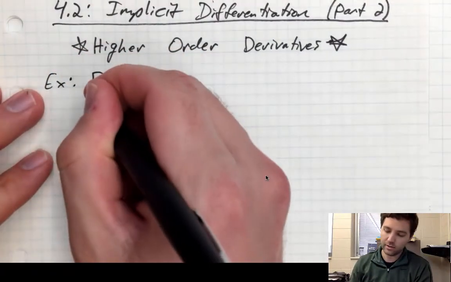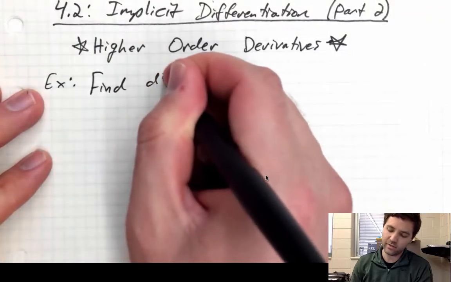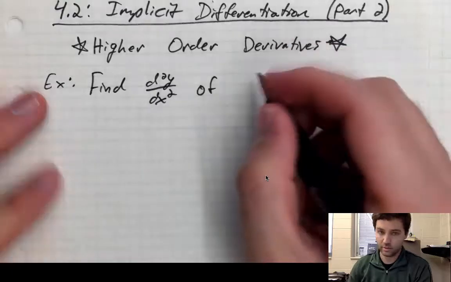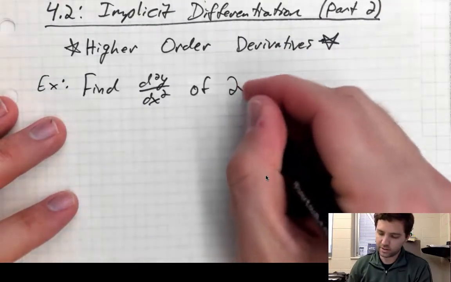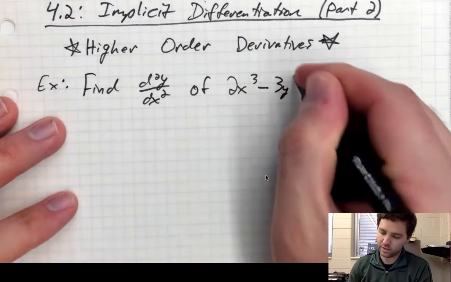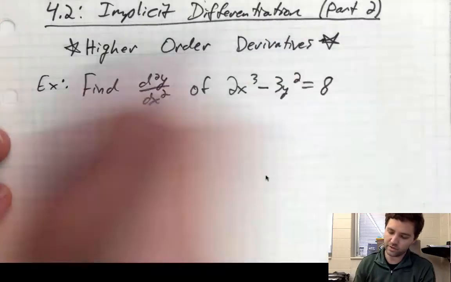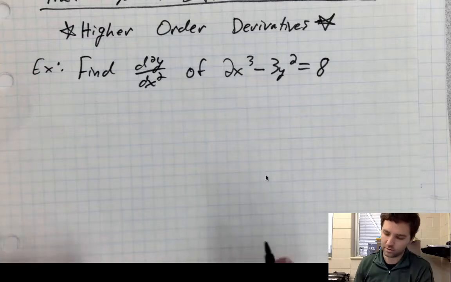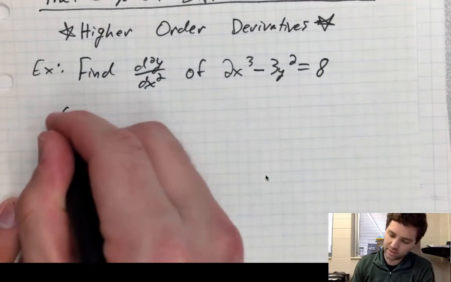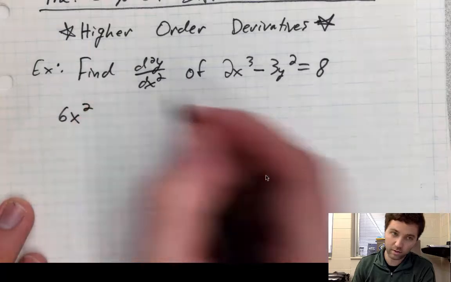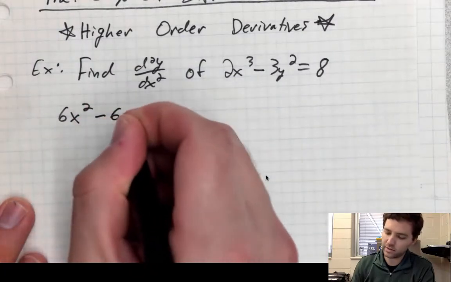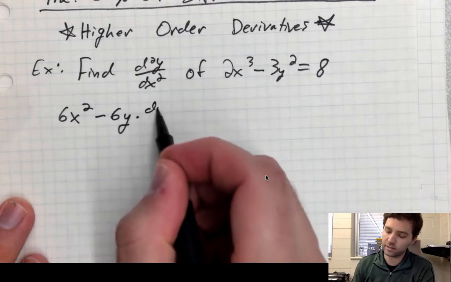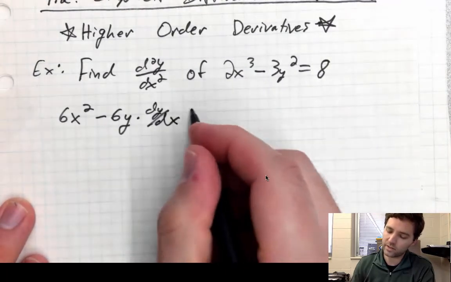The instructions here are going to be to find the second derivative of y with respect to x of the following equation. 2x cubed minus 3y squared equals 8. Okay, so let's start with the first derivative. Can't get the second derivative without taking the first derivative. So first derivative will be 6x to the second power minus 6y to the 1 power times the derivative of y, which is dy dx. That's all equal to 0.